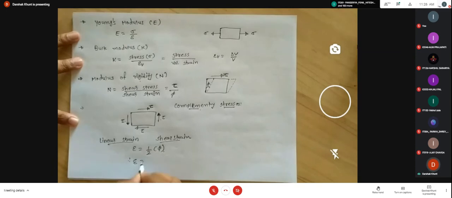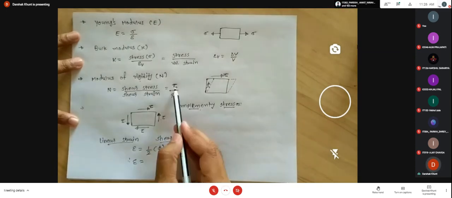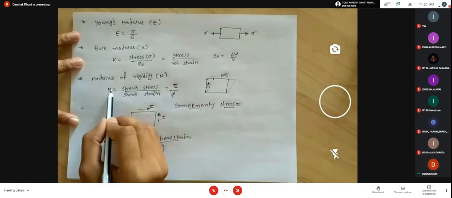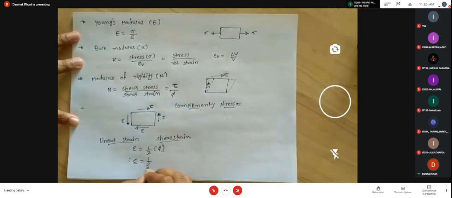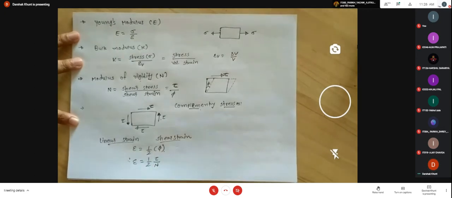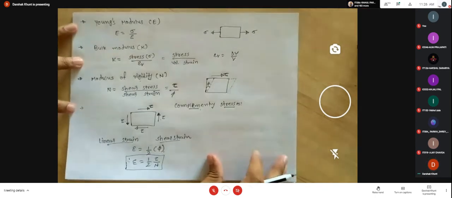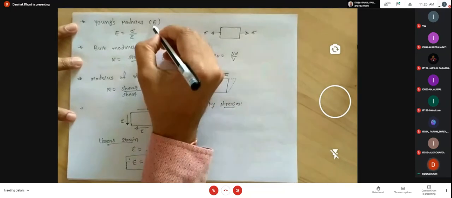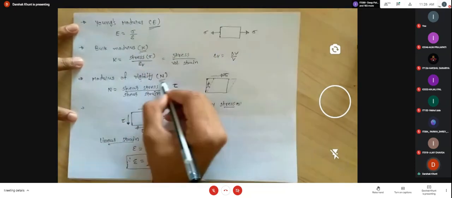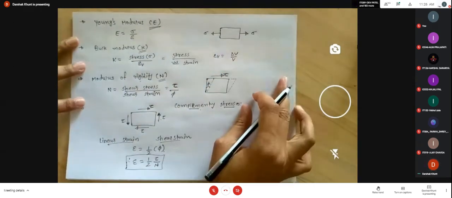So we say that linear strain is half of the shear strain. Shear strain is tau by modulus of rigidity. So it is half of shear stress by N. That is the relation between the longitudinal strain and shear strain. Now we have to find the relations between this Young modulus, bulk modulus, and modulus of rigidity.